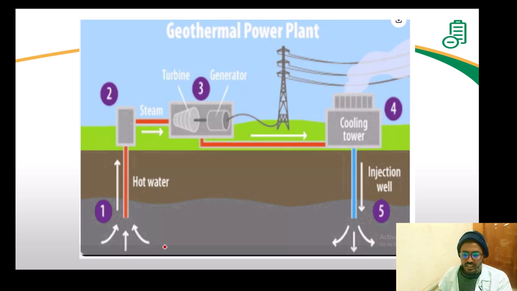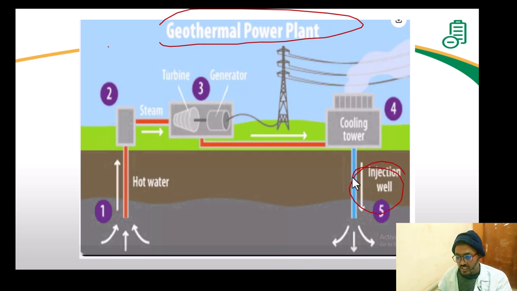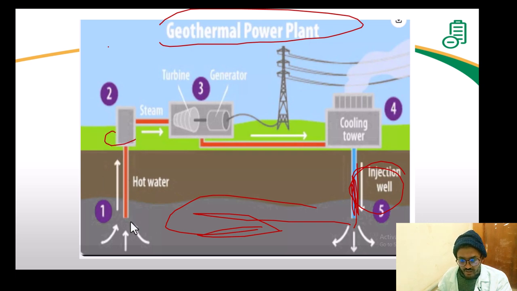Let me make it clear here. So this is a geothermal power plant. First we have the injection well here, where we inject the water. After it gets hotter, we have a heat pump here. We extract it and convert it into steam. In steam form, it can drive a turbine.